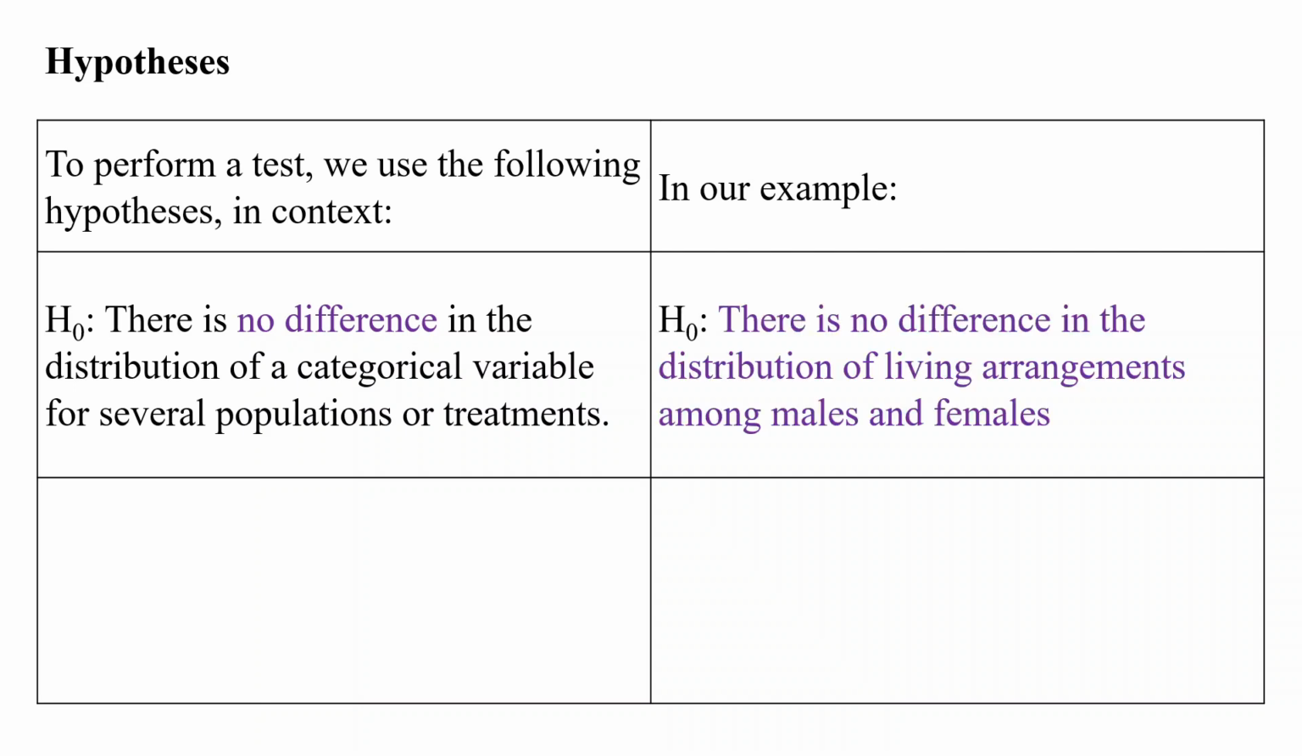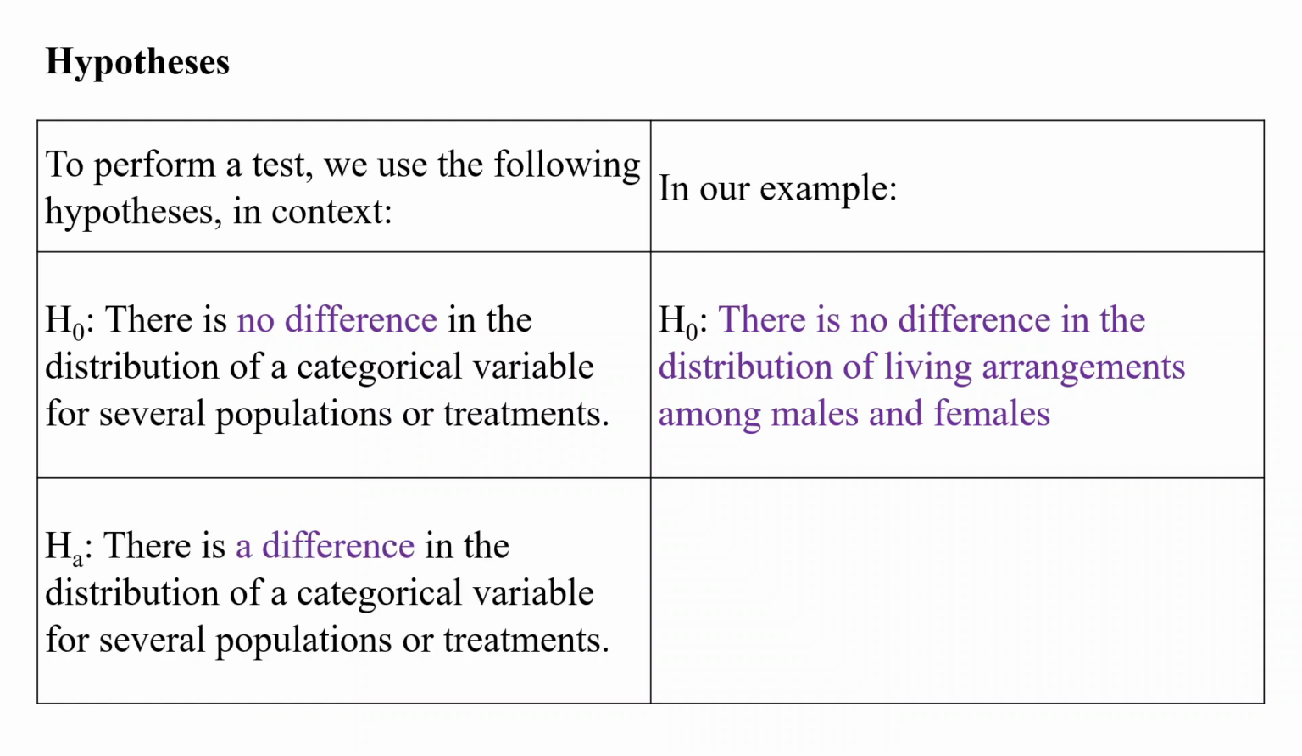So in our example, we would say there is no difference in the distribution of living arrangements among males and females. So our null hypothesis is still always that statement of no difference, okay? Just like it was with the two-proportion z-test. There is no difference, right? We assume that it's not necessarily an even distribution because that would imply even expected counts, but we expect that there's just no difference in the distribution of those living arrangements.